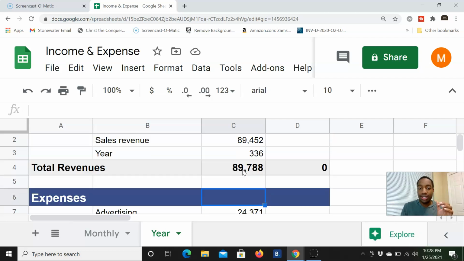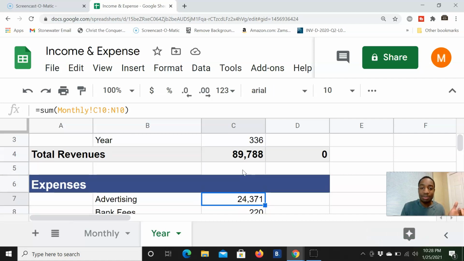So my first expense line item will be advertisement. And as you all can see, I spent $24,371 on advertising and marketing. That includes direct mail, mostly direct mail, and any cold calling fees associated with that. It doesn't include my leads, my subscriptions, or anything like that. This is straight direct mail.